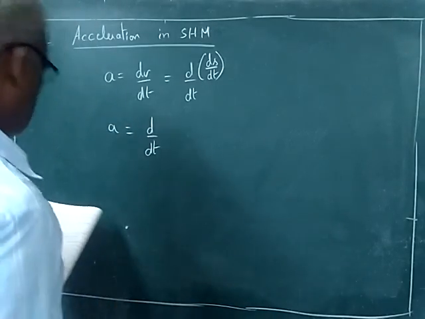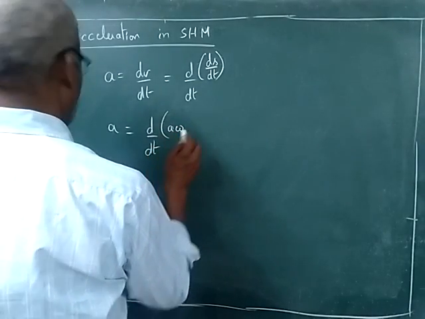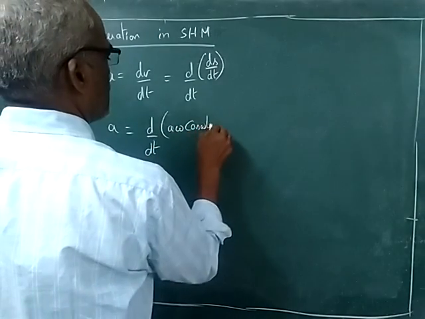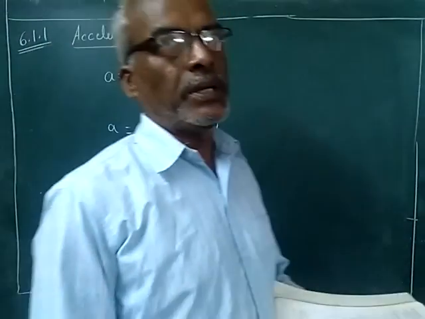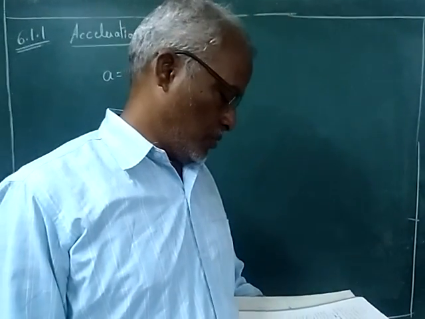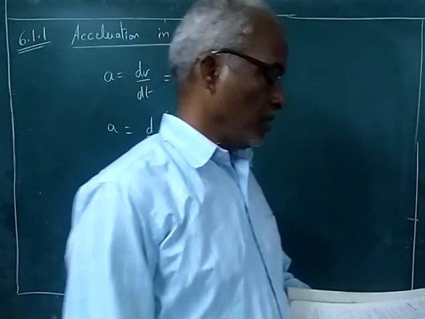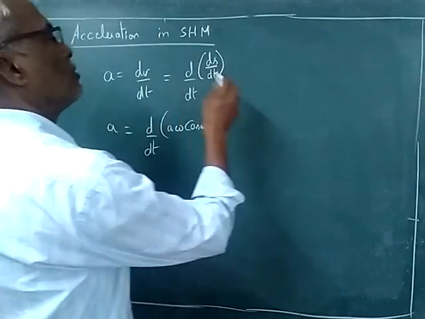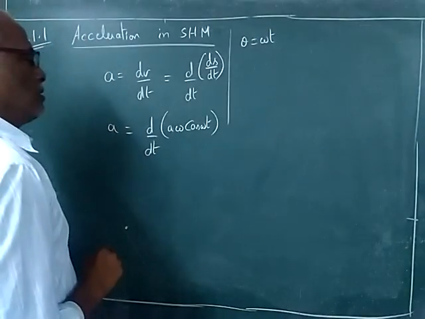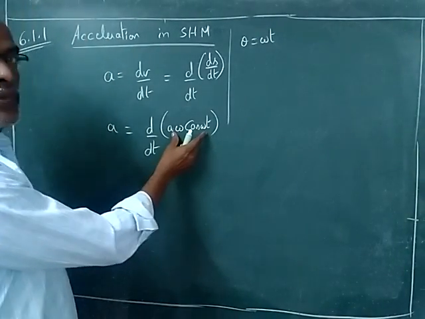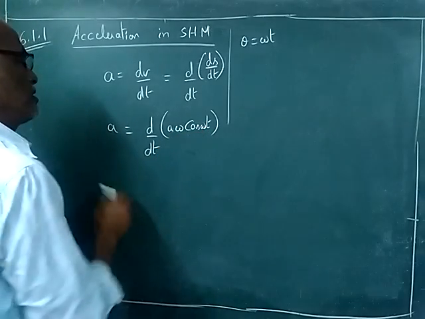We already got the relation for velocity, which is a omega cos omega t. So this is velocity. If you go through the previous video, you can see that velocity is equal to a omega cos omega t, where we can represent omega t as theta. So this is velocity. Now if you differentiate this one, you will get acceleration.